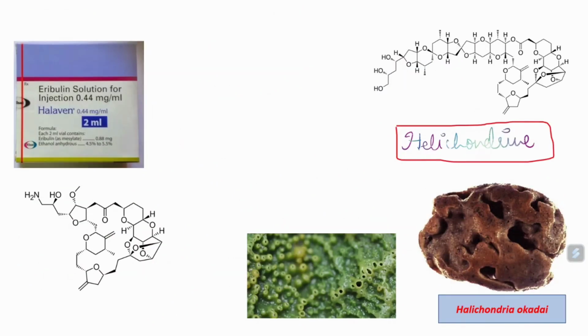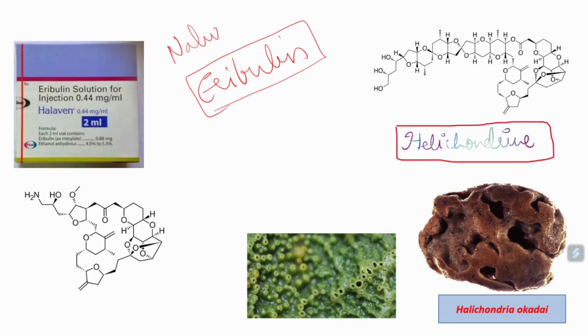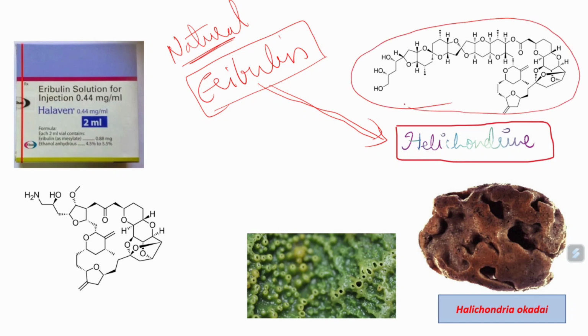Now, the next important compound which is related to vincristine and vinblastine, but is not a Vinca alkaloid: eribulin. This drug is not a Vinca alkaloid, but it is a naturally occurring compound. Always remember, eribulin is obtained from halichondrin. Halichondrin is a macrolide which is obtained from a sponge.